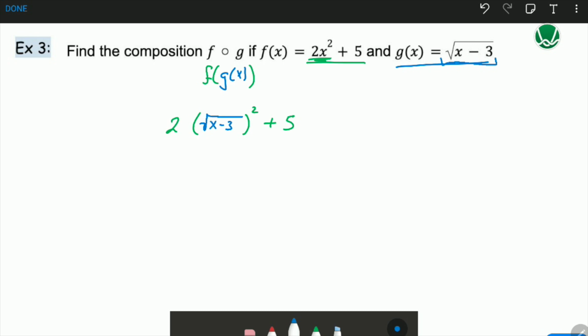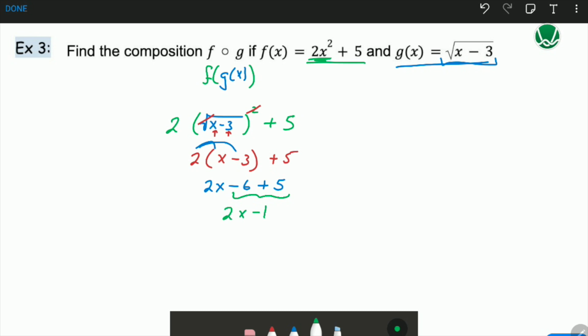So here is the initial setup. If I go through and simplify, squaring the square root will cancel out. Give me 2 times, I still need the parentheses because of the 2 separate terms. So 2 times in parentheses x minus 3, and then we have the plus 5 outside. Continue simplifying, we'll distribute and then combine like terms. So 2x minus 6 plus 5. Combine like terms, we have 2x minus 1.